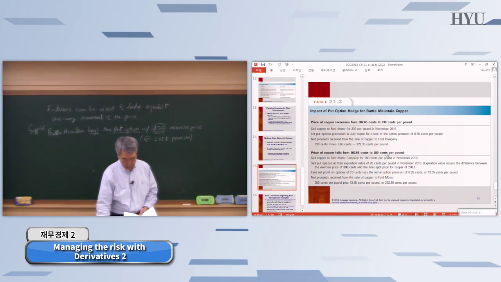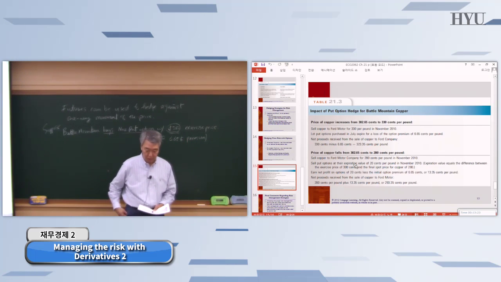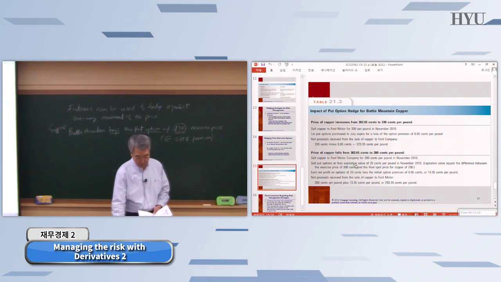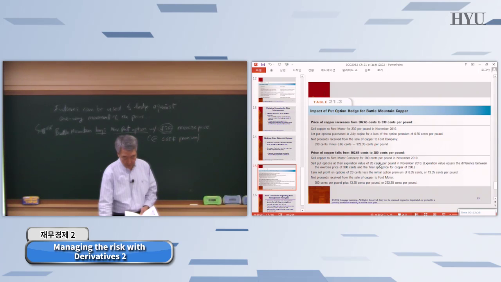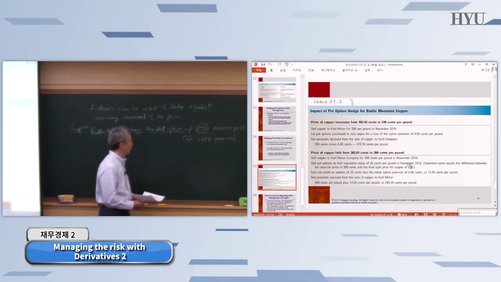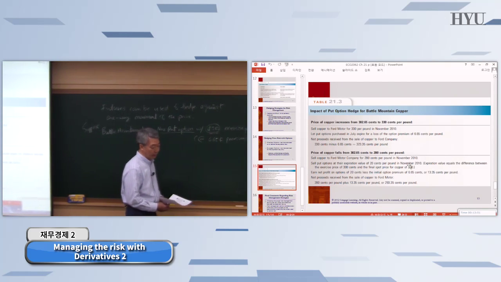In case the price goes down to 280 cents, they can sell the put option which they purchased in July at 20 cents per pound. Where does the 20 cents per pound come from? That's the difference between the 300 cents and the spot price of 280 cents. So they have purchased the put option with a 300 cents exercise price.